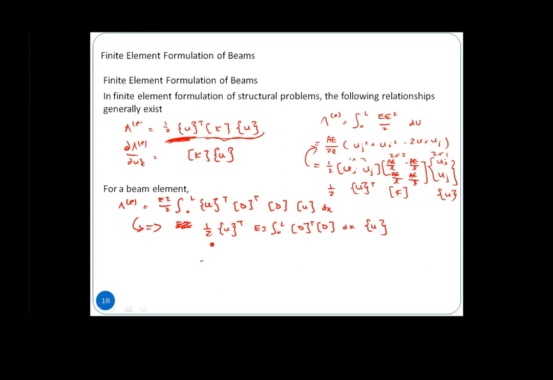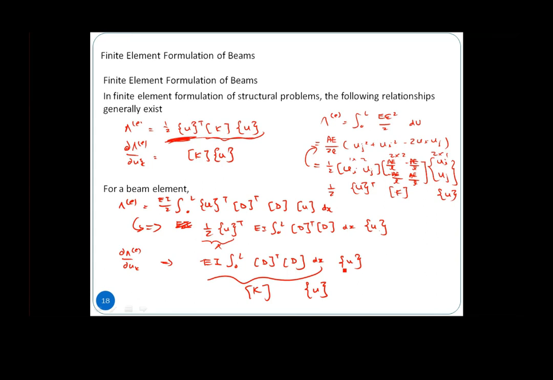Then if I want to find del lambda del UK, because I put everything in 1 over 2 U transpose, taking the derivative, this part will be gone, and I have only EI integral from 0 to L of D transpose D dx, U. So the whole thing is my K, multiplied with U. This is the stiffness matrix that I can determine.